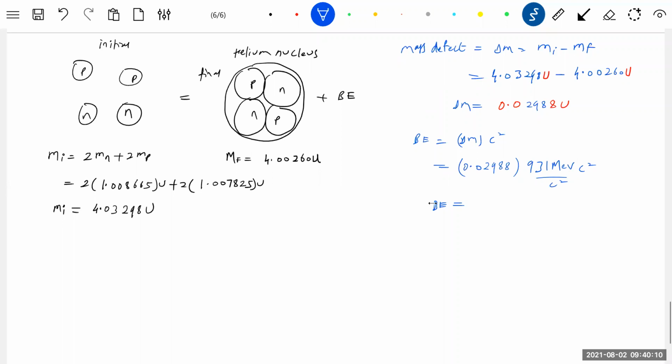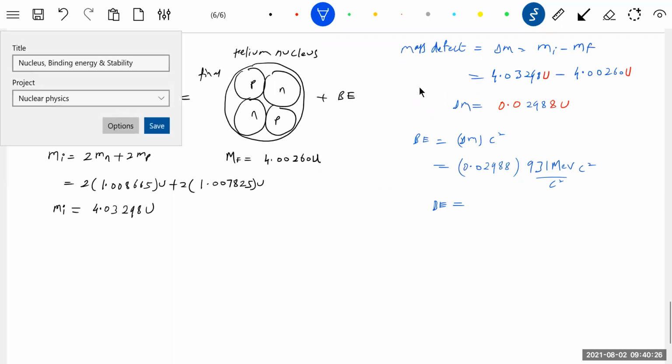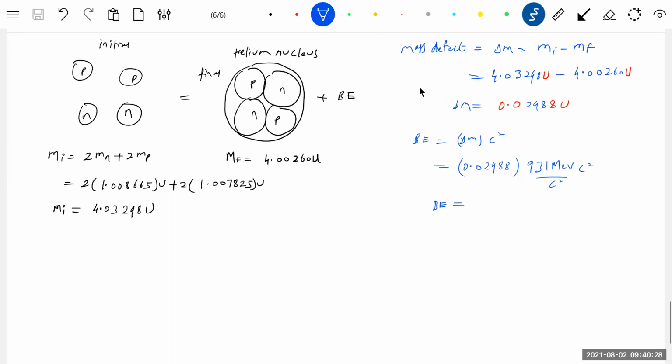Energy mass is conserved here. In modern physics, when you enter, we will never go for energy nor mass separately. We always say that energy and mass are conserved together.